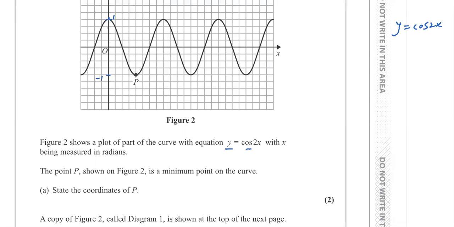Between that also, it's better if we count the number of boxes, because we may need to use it for the later parts. The number of boxes is 1, 2, 3, and 4, so each box is 0.25. So the y coordinate of the point P is -1. Now we need to get the x coordinate.